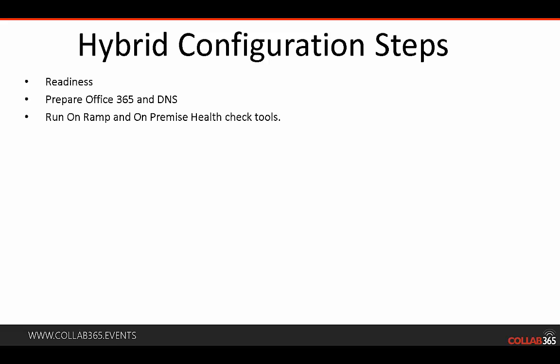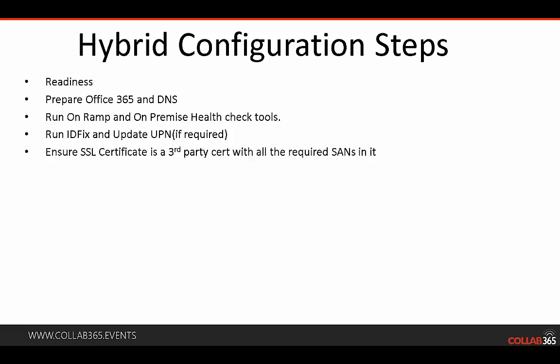Run that. And also run the on-premise health check tools, not just one: domain controller, DCDiag, replication, repadmin, and Exchange. There's Exchange BPA as well, the best practice analyzer, which used to be in beta. I'm not sure whether the Exchange team updated it yet, but it's there. Then run IdFix and update anything which is faulty. Then ensure the SSL certificate is third party with all the required SANs, the subject alternative names, in it. Remediate any issue which has come up.